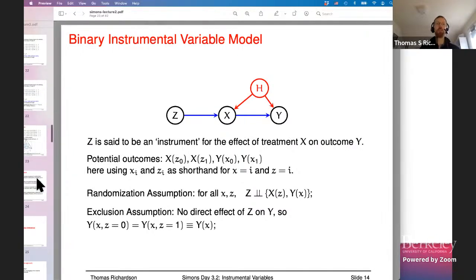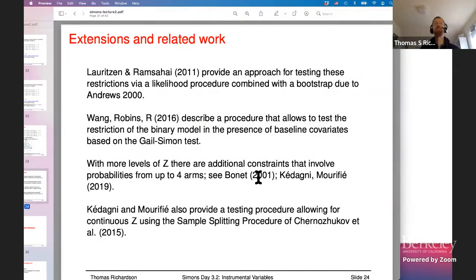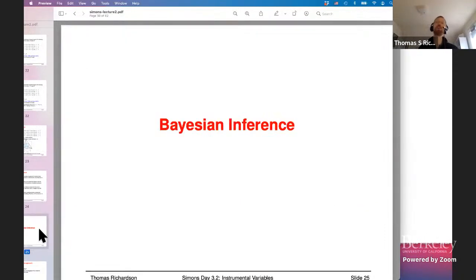But then there's been more work since then. Kédagni and Mourifié got additional constraints. So Bonet got constraints that arose when there were three arms. Kédagni and Mourifié gave all of the constraints, and they also provided a statistical testing procedure, using the sample splitting procedure of Chernozhukov et al. Okay, so I've got a few minutes. As I predicted, I was going to run out of time.